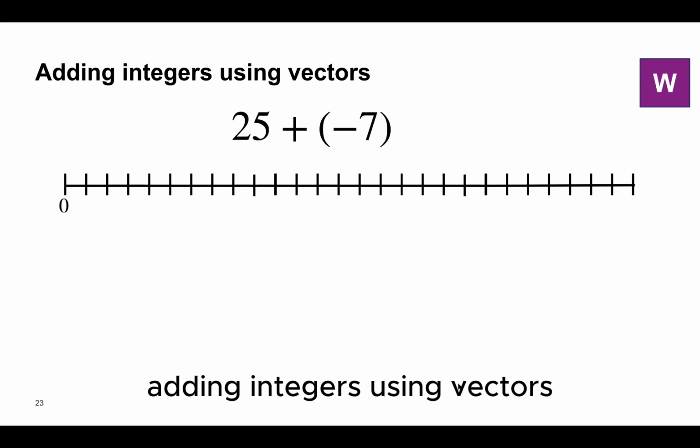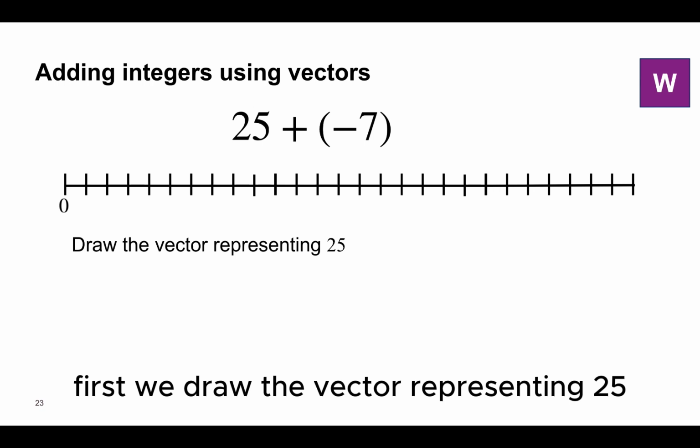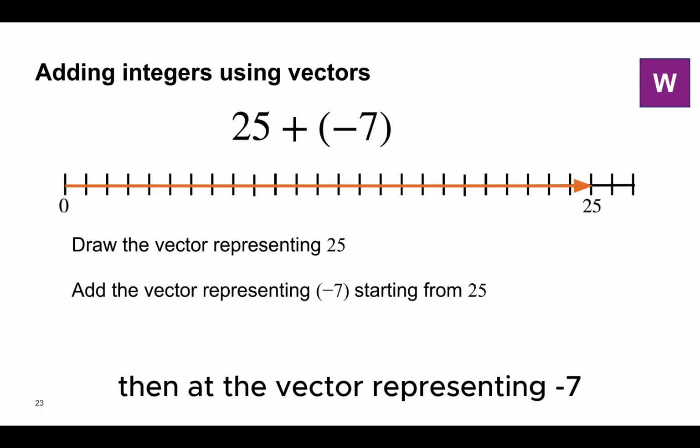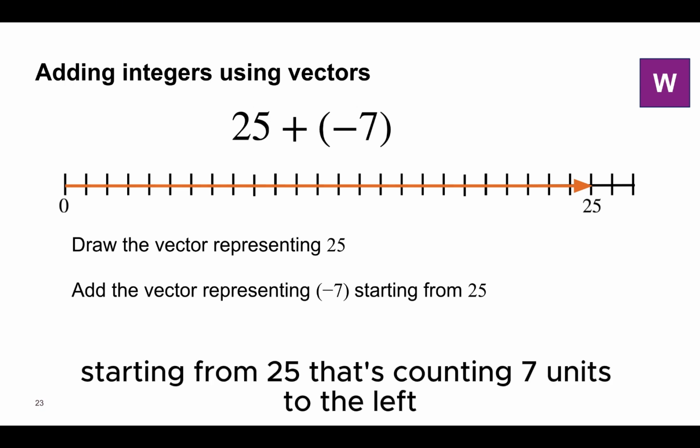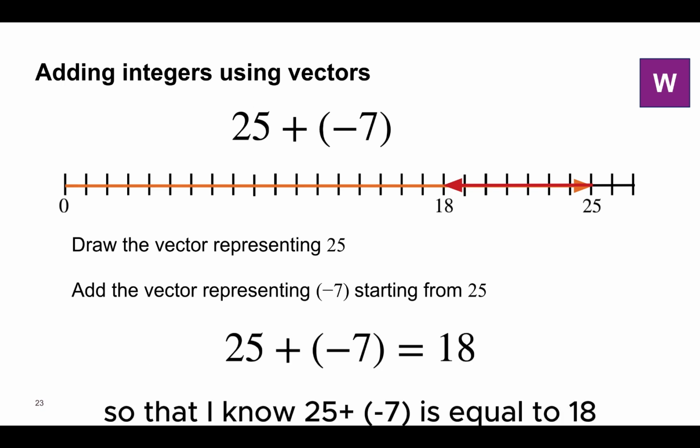Adding integers using vectors. We want to do 25 plus negative 7. First, we draw the vector representing 25. Then, add the vector representing negative 7 starting from 25. That's counting 7 units to the left. So that I know 25 plus negative 7 is equal to 18.